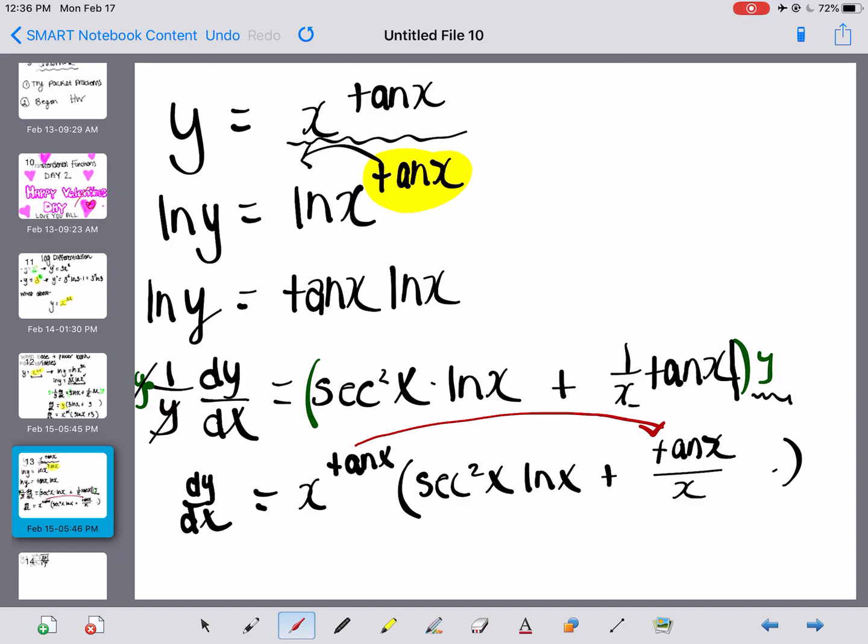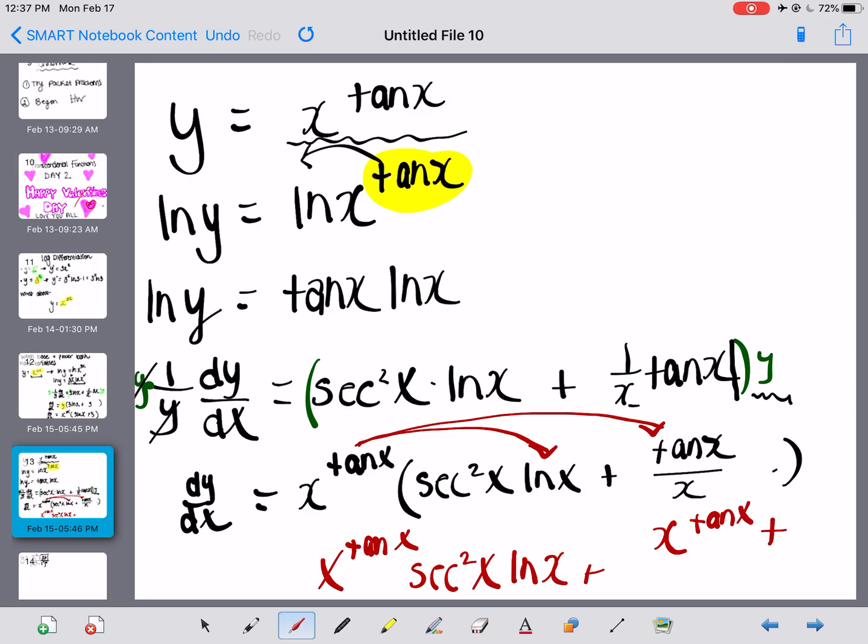Going to distribute it and show you guys. So let's say we distributed this. This would be x tan x secant squared x natural log of x plus x to the power of tangent x times tan x over x.